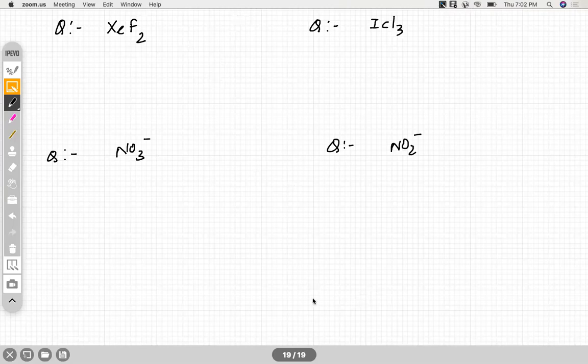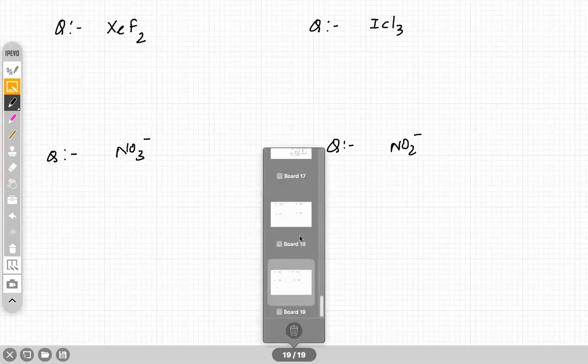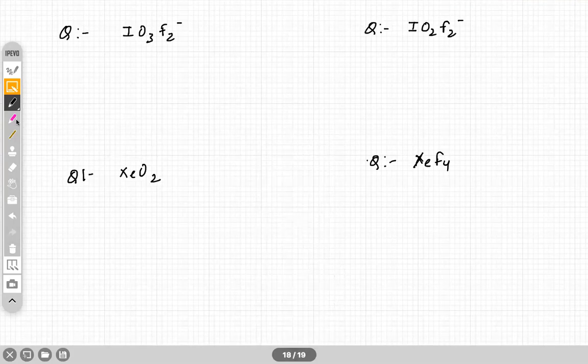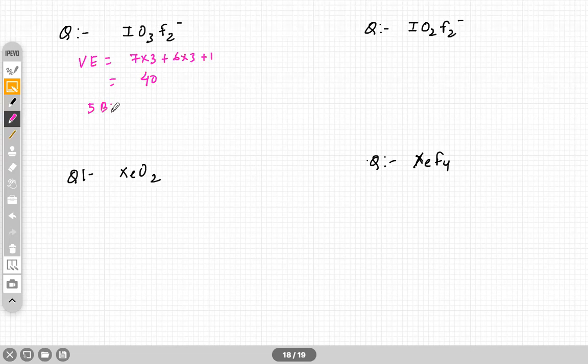Yes. So you see this. First of all, we'll find out the valence electron. So valence electron for this one is 7 for iodine, 7 for fluorine. So 7 into 3 plus 6 into 3 plus 1 because one negative charge is there. 21 plus 1, 22 plus 18, that is 40 electrons we have. So we can say 5 bond pair and 0 lone pair here. So 5 bond pair and 0 lone pair, the structure is TBP, tetrahedral, sorry, geometry and shape is trigonal bipyramidal.